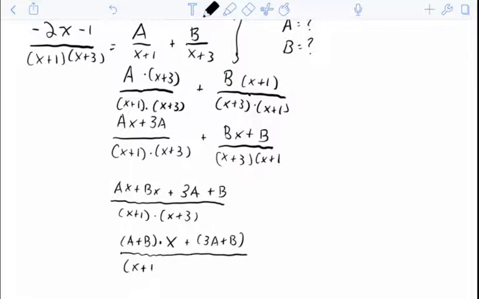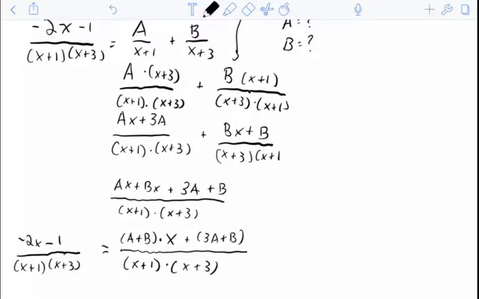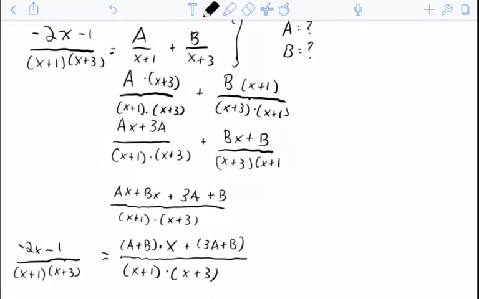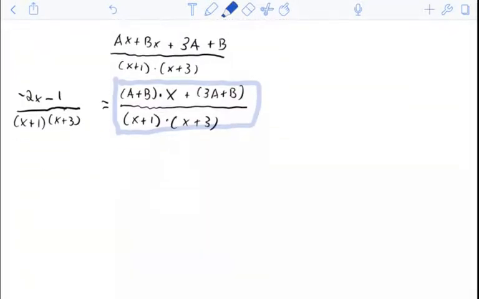So the idea here is I want this to be equal to 2x minus 1 over x plus 1, x plus 3. Okay? Now for the fun part. This is an intermediate step. It's an important first step. I guess this is the second step. The first step is to write the expression like this. The second step is to combine them algebraically until you get this. Now the third step is I need to figure out what A and B are.